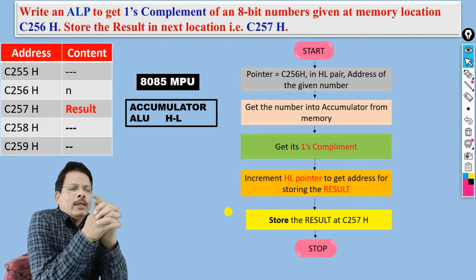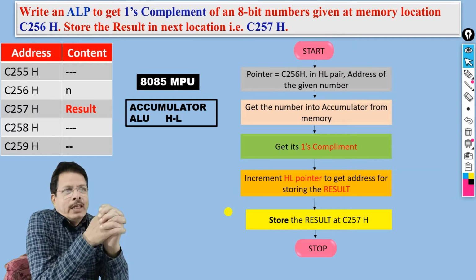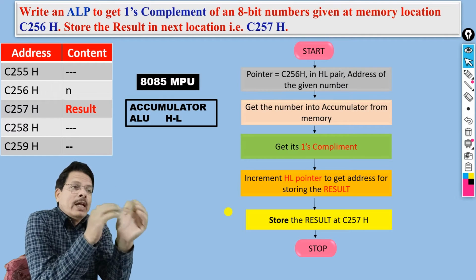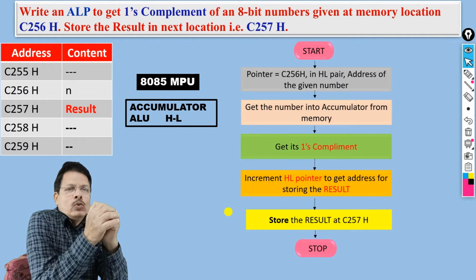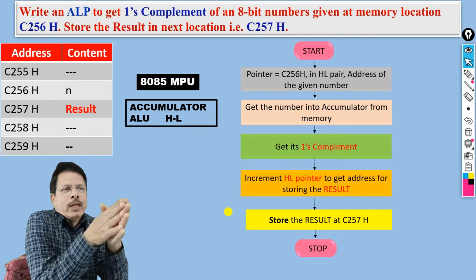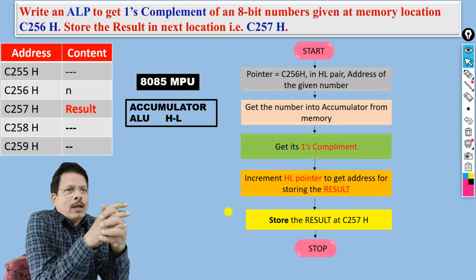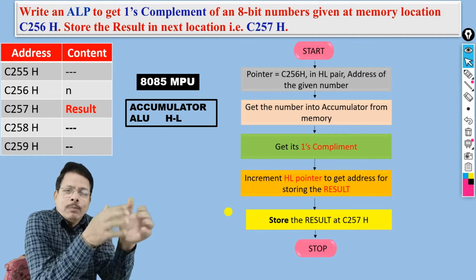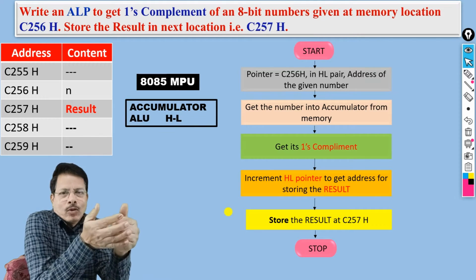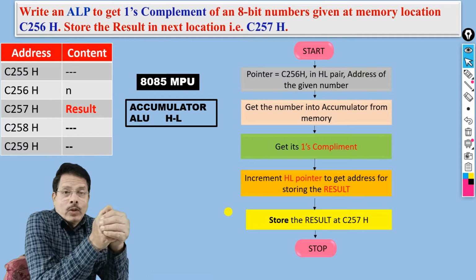Look at this. This is just a programming example. Write an ALP to get 1's complement of an 8-bit number given at memory location C256H and store the result in the next location, that is C257H. Here we have chosen two locations of our choice. The number is given in the memory location. We just get the number out of the memory, get its 1's complement and store the result at the desired location.